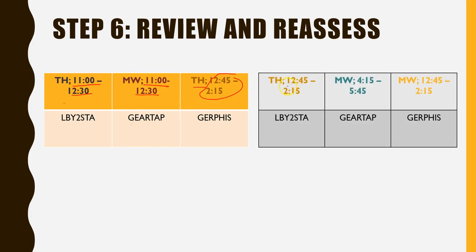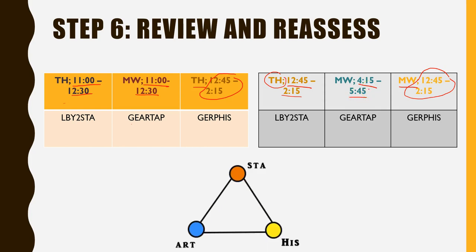So statistics can now be at 12:45 to 2:15 on Tuesday and Thursday, exchanging with your previous history class schedule. That allows your history class to now move to Monday and Wednesday, but still retaining the same time. And in art appreciation, you move it to a much later time slot. And then your graph can look like this now, still following the first rule and the second rule of graph coloring.